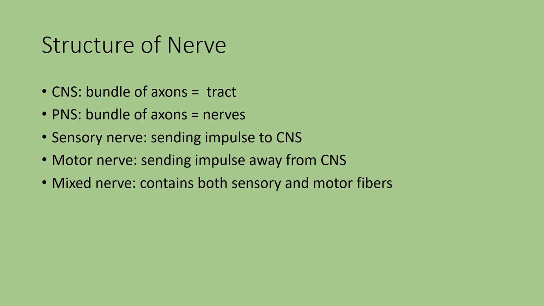So once again, in the central nervous system, if you have bundles of axons, we're going to give it a different name. It's going to be referred to as a tract. And when you have a bundle of axons in the peripheral nervous system, that whole bundle is going to be referred to as a nerve. Sensory is sending to the central nervous system, motor is sending away. When we talk about having a mixed nerve, so a bundle of axons in the peripheral nervous system, that bundle would contain both sensory and motor fibers.